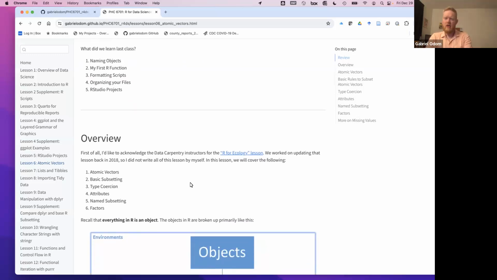I believe I've mentioned this before, but I worked with an organization called Software Carpentry and Data Carpentry, and there was a lesson that I contributed to called the R for Ecology lesson. So some of the material in this class is borrowed from that lesson. So credit to the amazing authors at Software Carpentry and Data Carpentry. It's a good organization. It helps people learn.